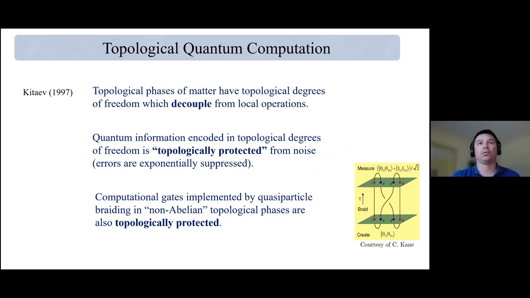Yeah, so where are we going with this? We're going with this to try to realize topologically protected qubits and try to encode information in these topologically protected states that would decouple from local operations.